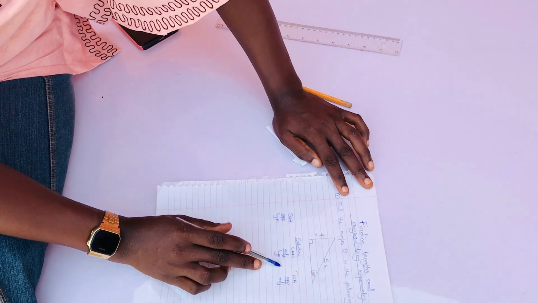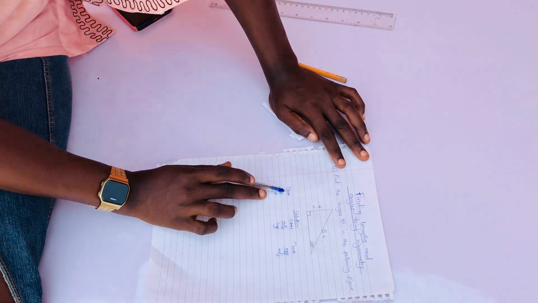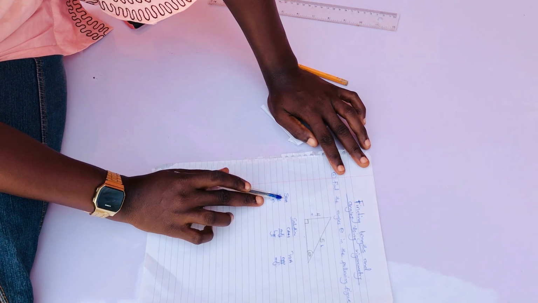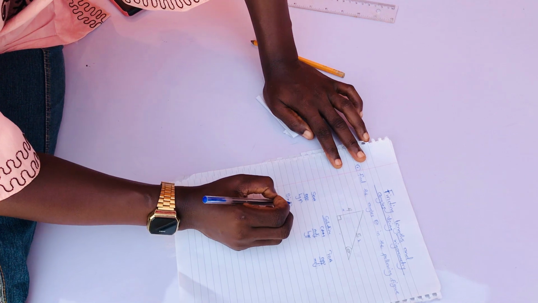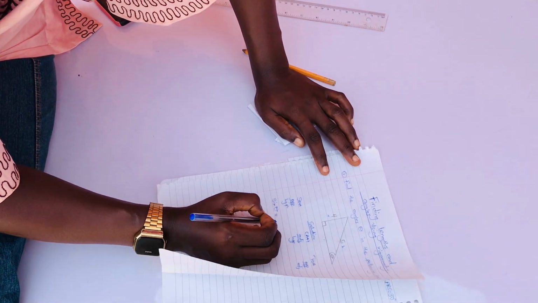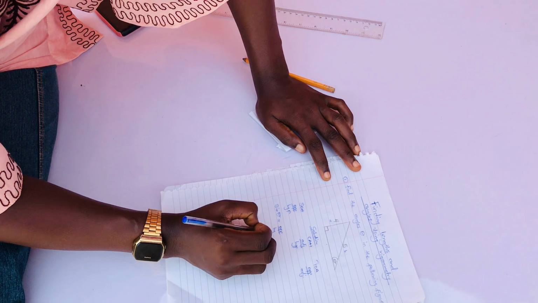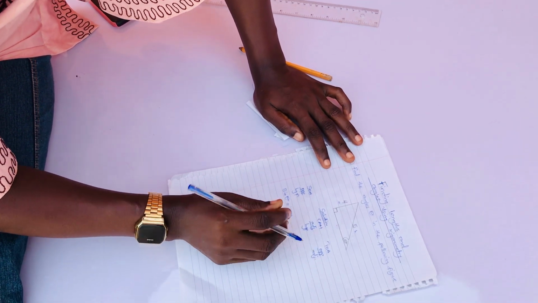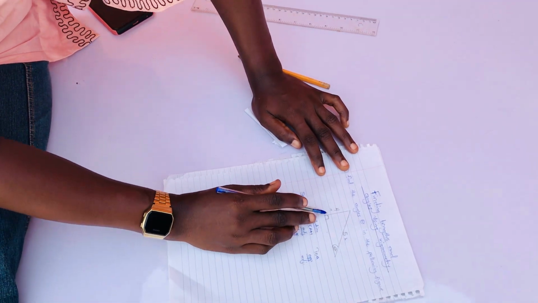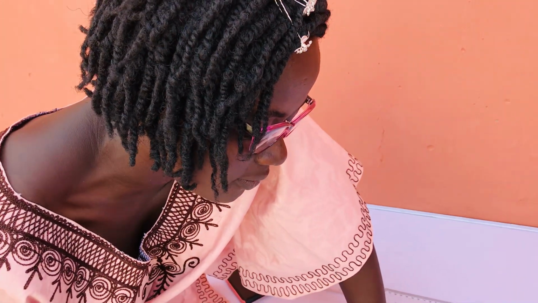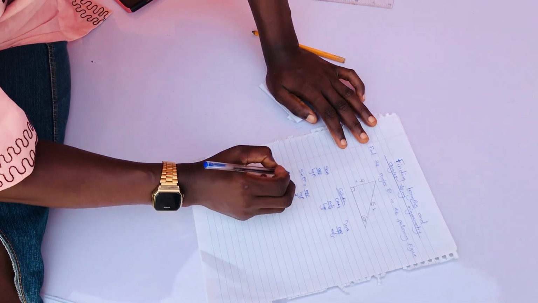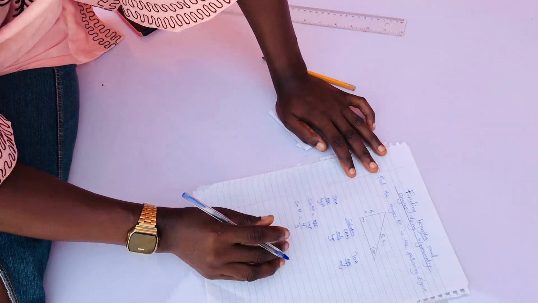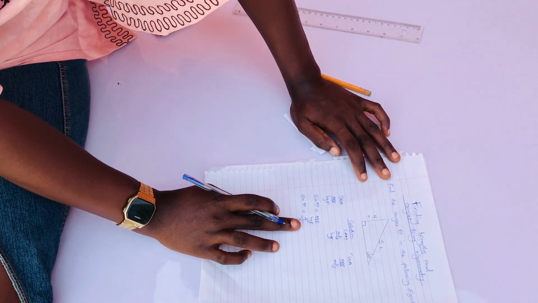So which of the trig ratios can we apply here? We can apply sine. So this becomes sine theta is equal to opposite over hypotenuse. From our diagram, our opposite was 4. So we write 4 over the hypotenuse, which was 5. So it becomes sine theta equals 4 over 5.